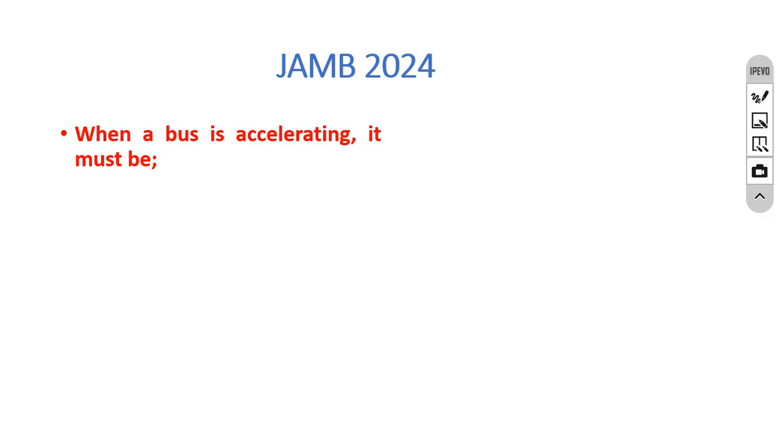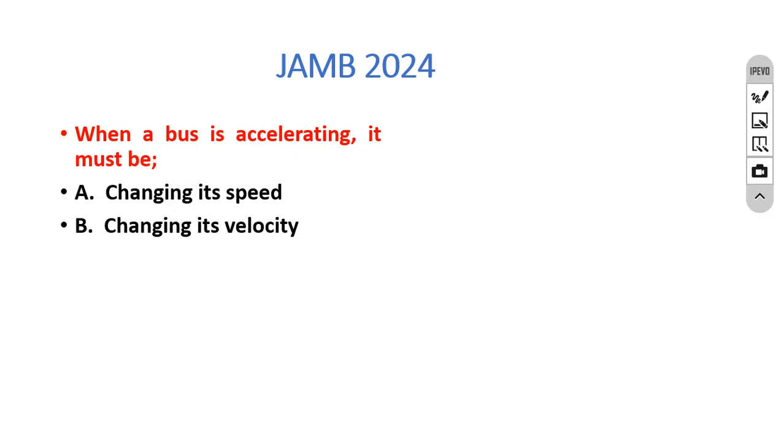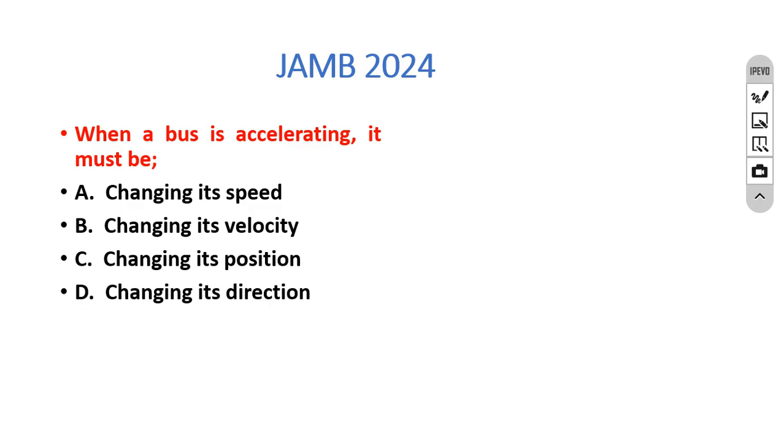The next one says, when a bus is accelerating, it must be: A, changing its speed; B, changing its velocity; C, changing its position; D, changing its direction. When a bus is accelerating, it must be changing.